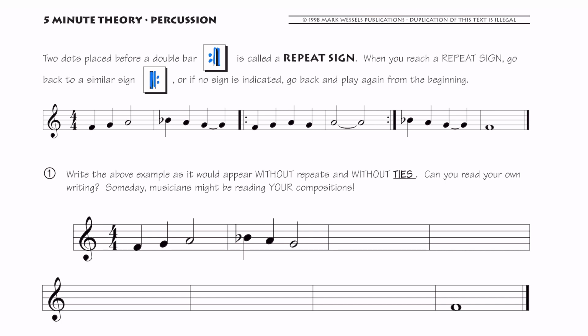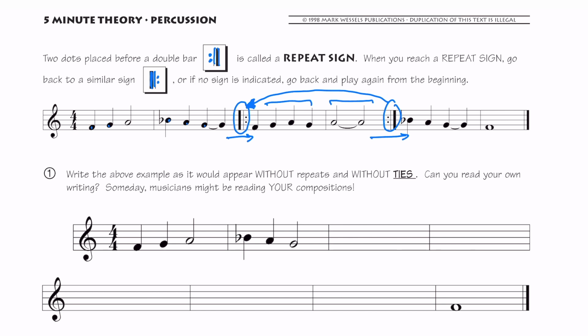So in this example, 1, 2, half note, 1, 2, 3, 4, tie. This repeat sign is backwards. Okay, so I'm going to keep going. Then I'm going to play this measure, then this measure. Now I have a repeat sign, so I'm going to go back to the opposite sign or the inverted sign, and then I play those two measures again and then keep going.